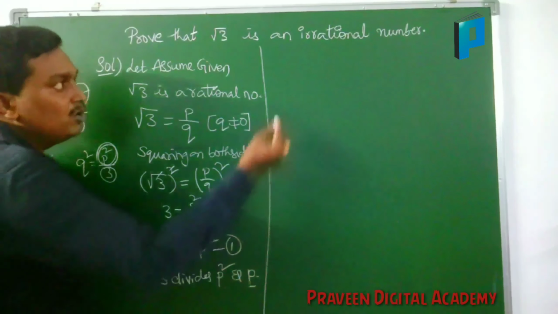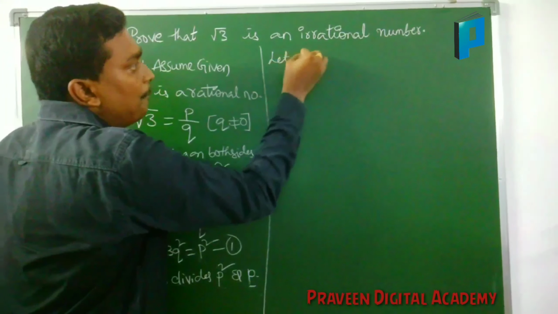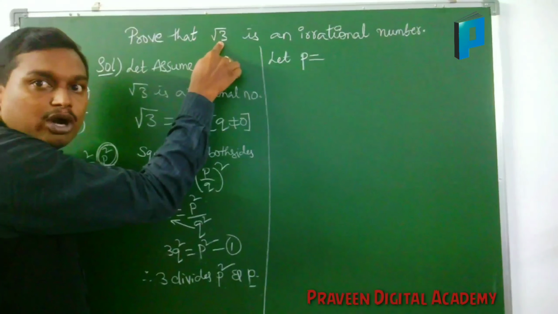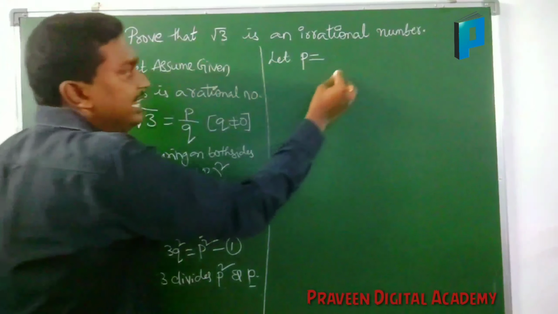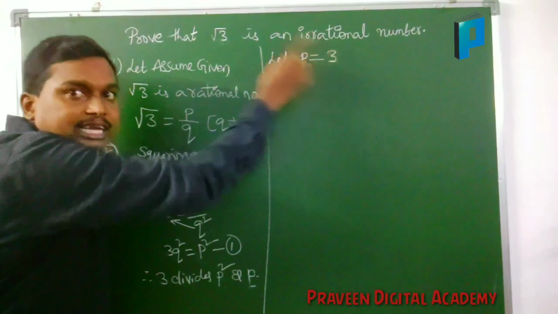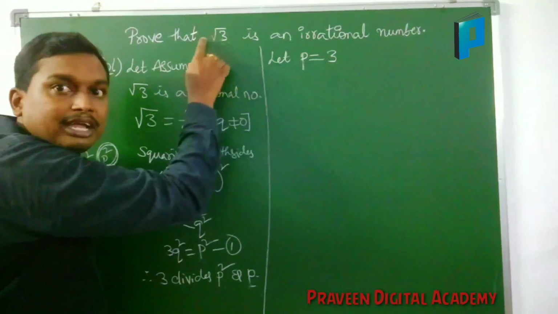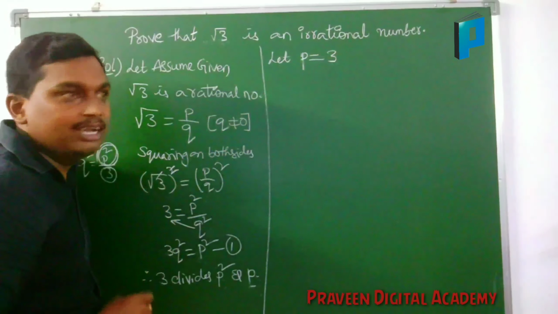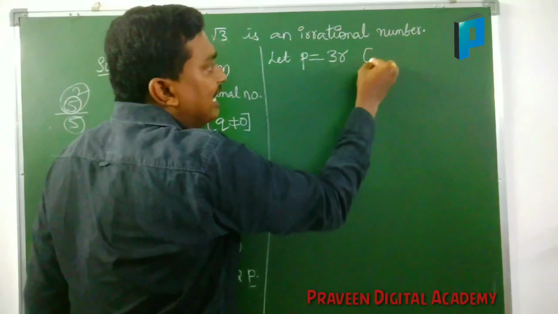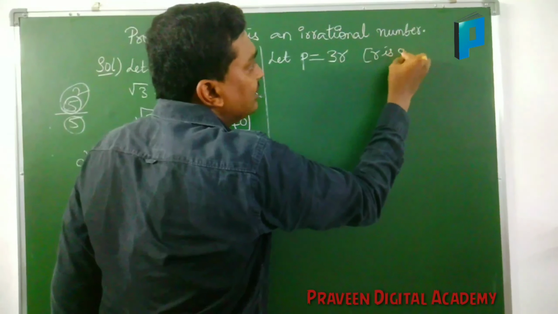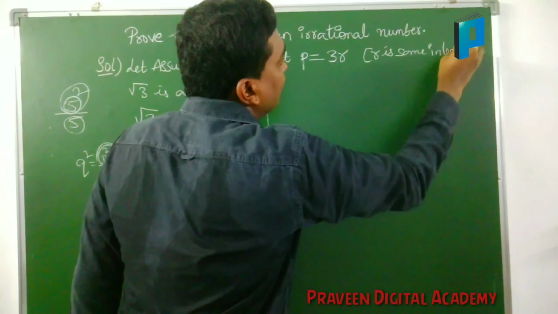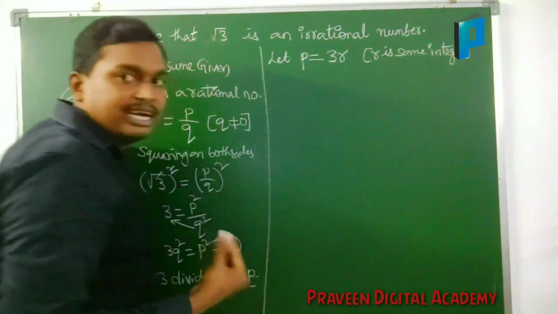Here we have P, no? You take, let P is equal to, and here what is there in the root? We have 3. So take that 3. Root 3 is there, you write down 3. If root 5 is there, write down 5. If root 7 is there, write down 7. Like that. And I am writing here r. What is this r? r is some integer. Some value you can take.